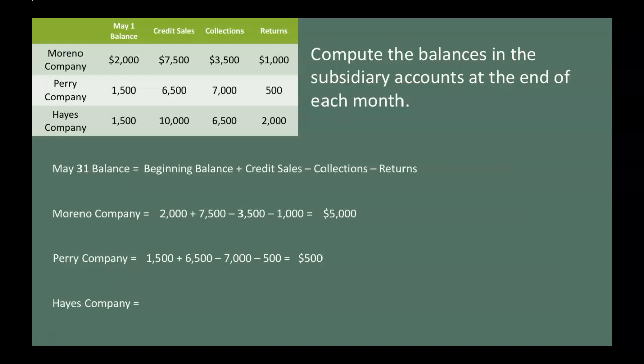Hayes Company, well, they started off with $1,500 as well. We sold them $10,000 worth of goods. We collected $6,500 from them, and they returned $2,000. So that leaves us with a balance of $3,000 for Hayes Company at the end of the month.